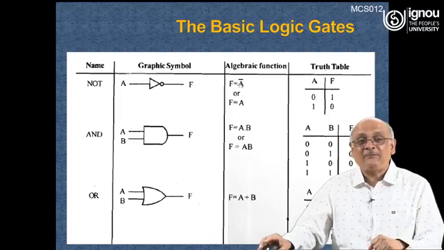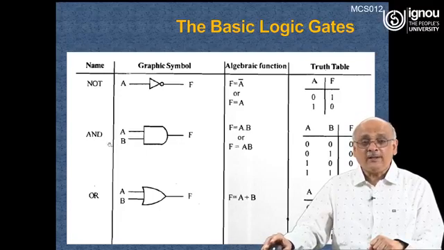And the algebraic function is f equals A prime. That sign is missing. Normally we use either the bar or a dash for it. That dash is probably missing over here. Okay. The next gate which is there is the AND gate.